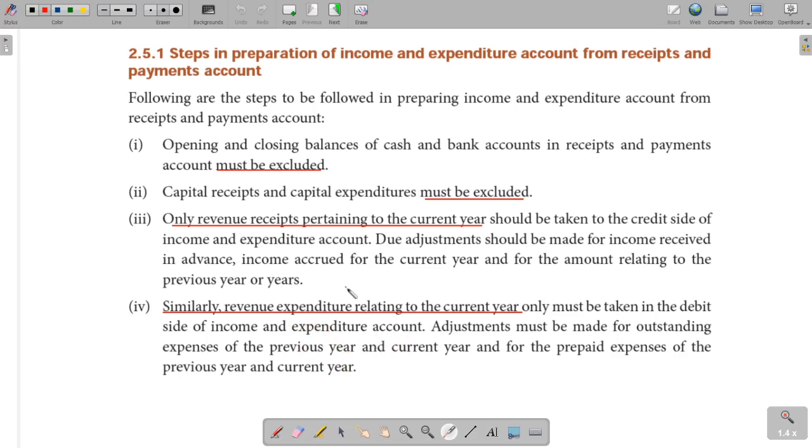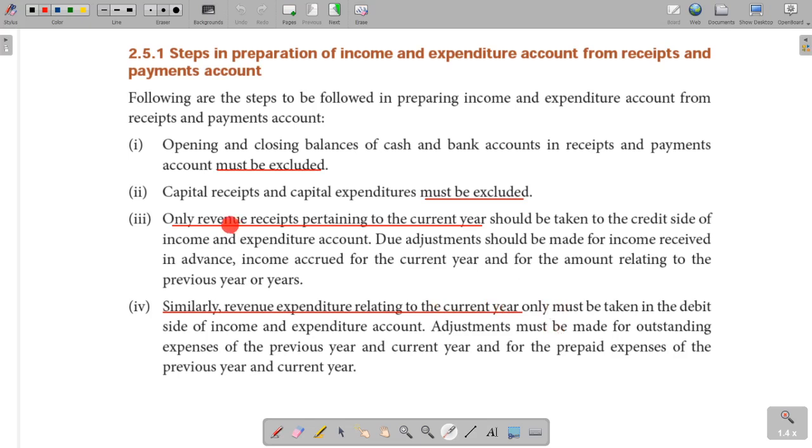So to begin with, opening and closing balance of cash in hand or bank, both should be omitted. Capital receipt and capital expenditure will not come at all. So what entry will be made? It is revenue receipts for that current year with some adjustment, and similarly revenue expenditure for the current year with some adjustment.